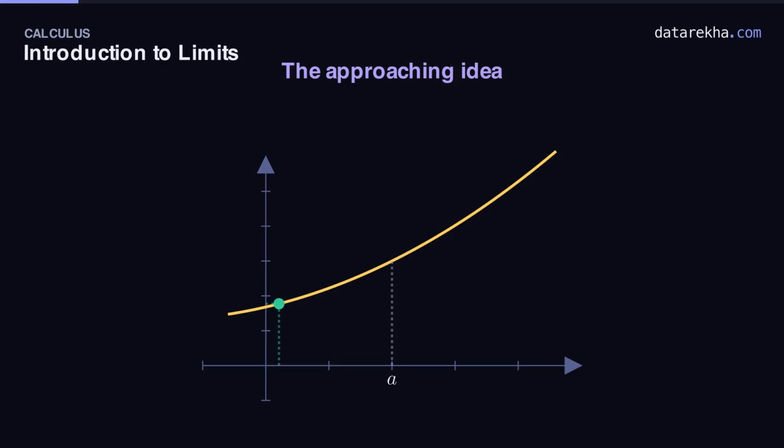Watch a point right along the curve, creeping in from the left. As its input inches toward A, follow the dashed line across. The height is closing in on a value up here. Call that value L. Now come in from the other side, from the right. Same story, the height settles toward that very same L. When both approaches agree, we say the limit of the function as x approaches A equals L.